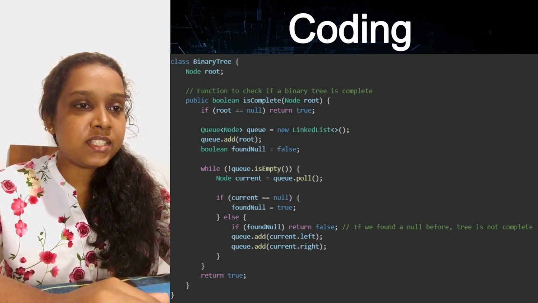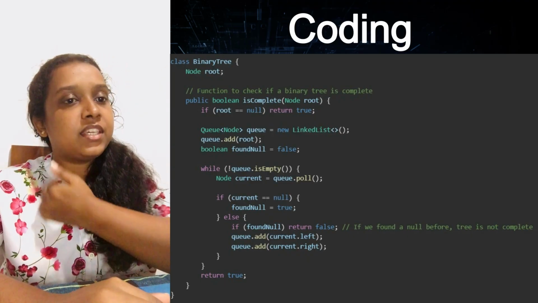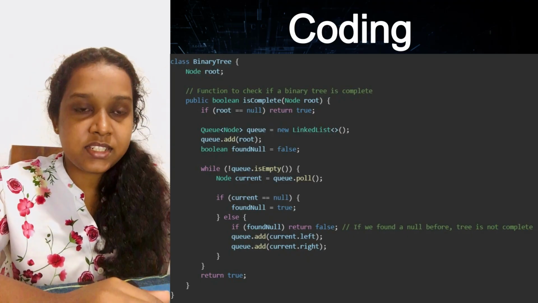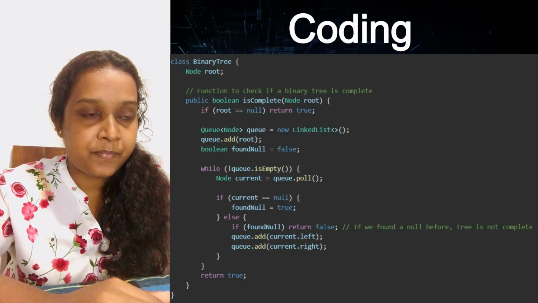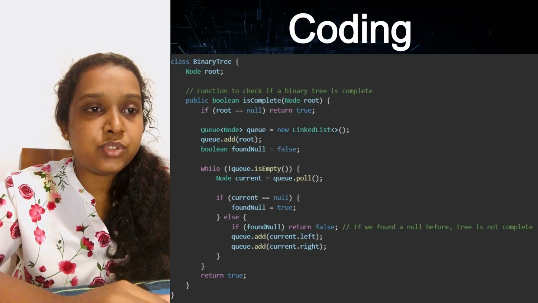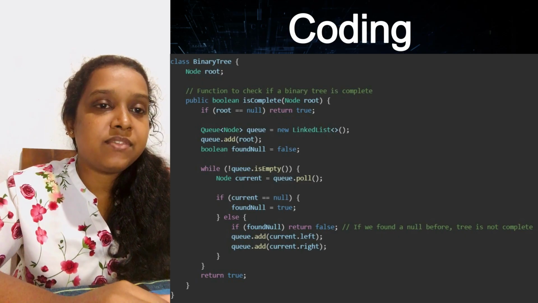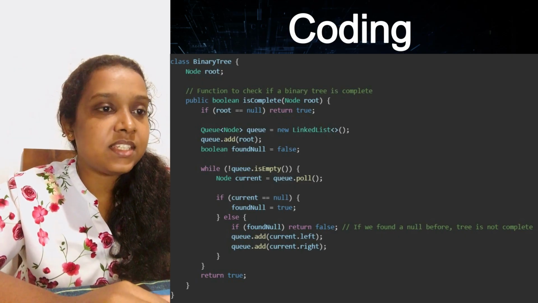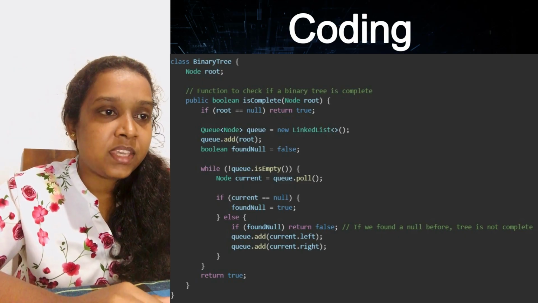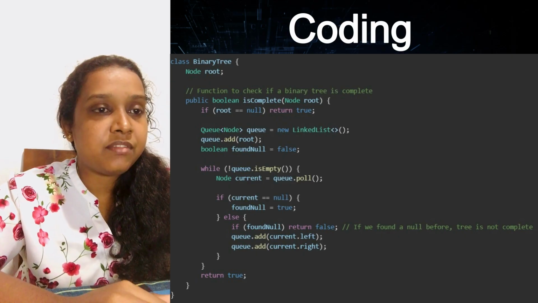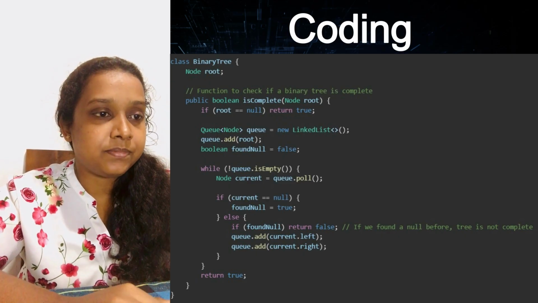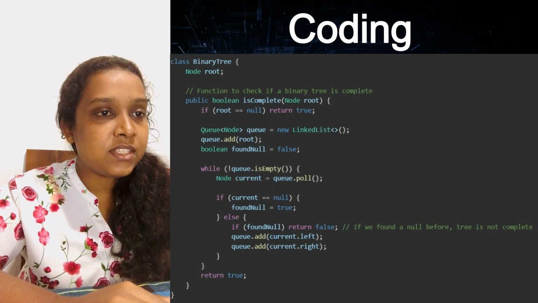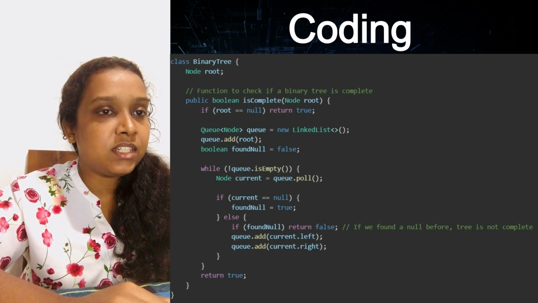To process the nodes efficiently, I use a queue and apply a level order traversal technique, also known as BFS. I start by adding the root node to the queue and introduce a flag called foundNull, which is initially set to false. This flag helps me track whether I have encountered a null node during traversal. Now I process nodes one by one using a loop.